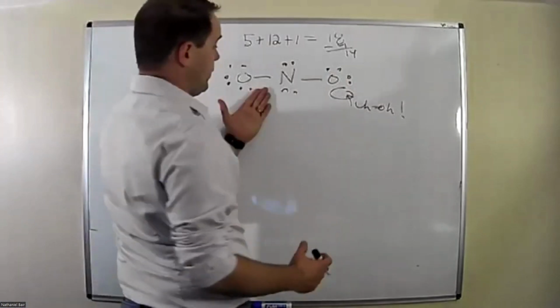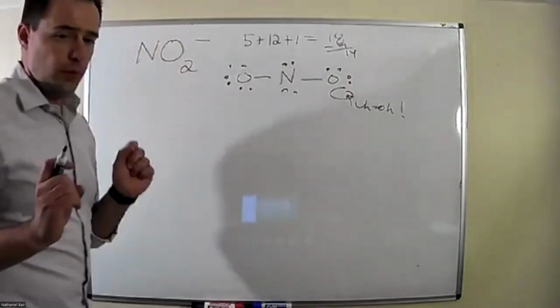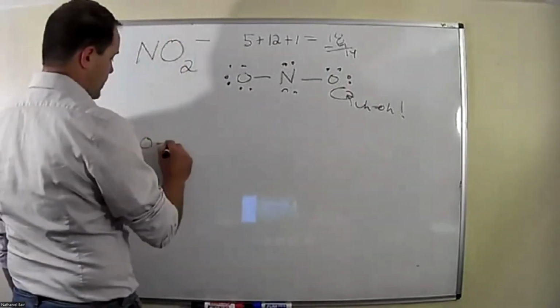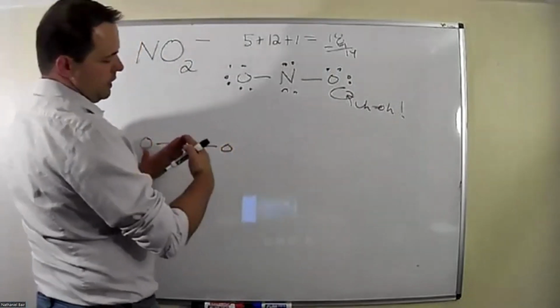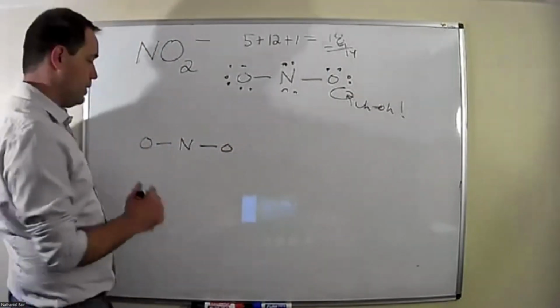Well, here's the problem. If I put it on the left and I put it on the right, there's no difference. What do we do? Both. Okay, so we need to redraw this, and it is actually not linear, but we'll talk about that later on. It's actually bent. But you wouldn't know that till we get into VSEPR theory, which is coming real soon.